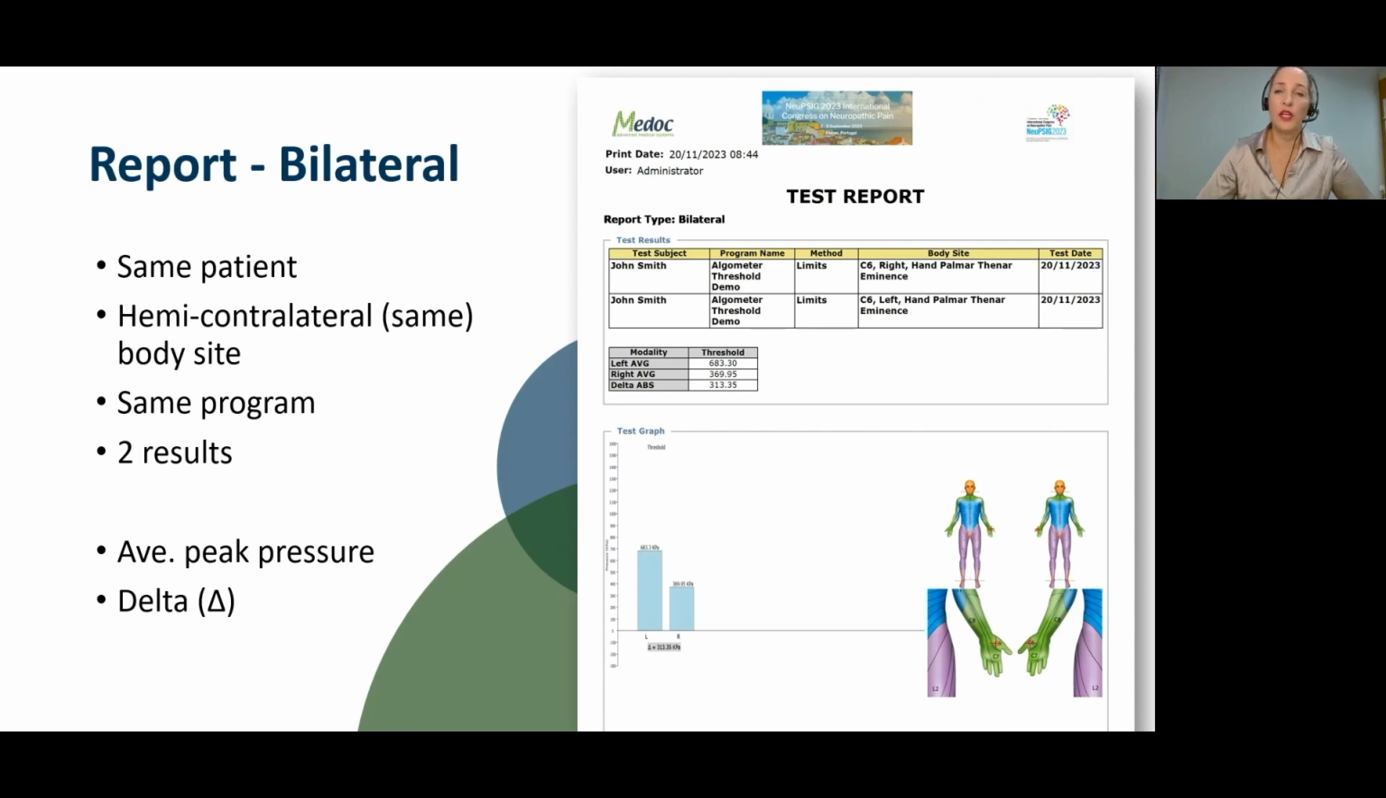And for instance, if we're interested in CRPS, complex regional pain syndrome patients, this could be an interesting way to look at the results and to see the difference between the affected hand and the unaffected hand.